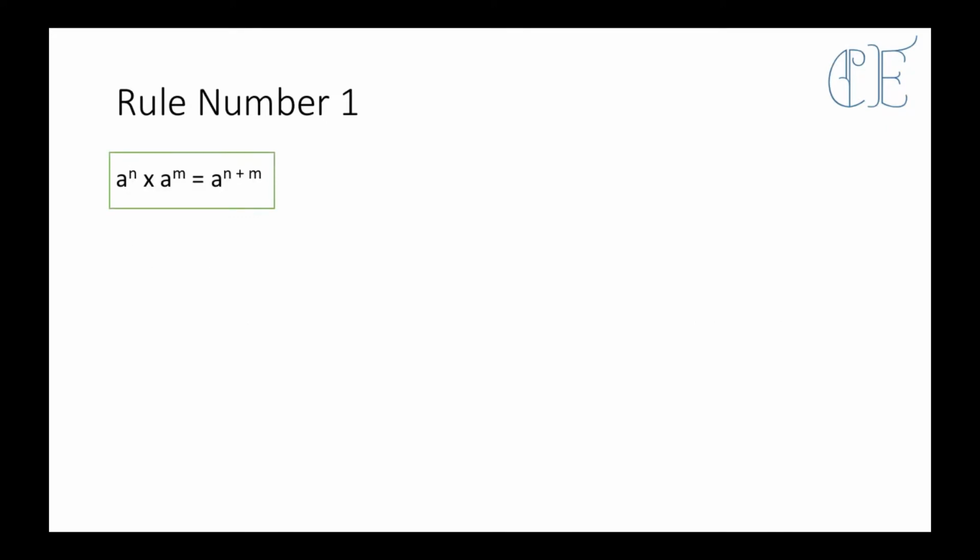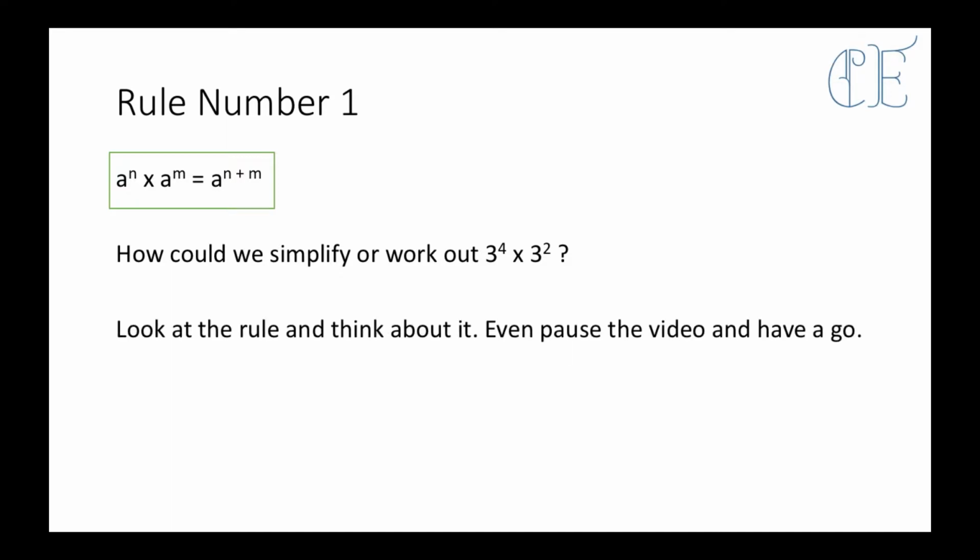So let's have a look at another question. Okay, how would we simplify 3 to the power of 4 times 3 squared, or 3 to the power of 2? Again, if you want to pause the video and have a go, please go for it. Okay, so let's look at the answer. So we're just going to add those two powers together and write down 3 to the power of 6. Now this doesn't work if this number and this number are different. Okay, we can only do it if they're the same. That's why the rule has A. Okay, we can only use the same number.